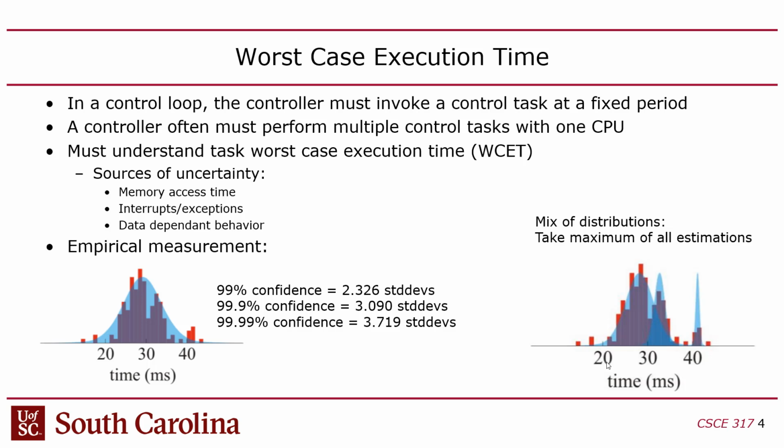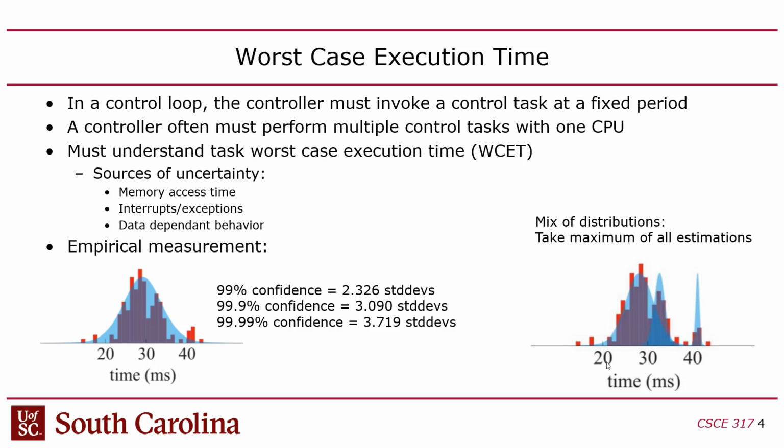So one way that you can estimate the worst-case execution time is you can run a task a whole bunch of times and you can collect statistics. Some tasks may exhibit a certain distribution of execution times when you run it over and over again, right? And so if you have, for example, a normally distributed set of execution times, you can estimate the worst-case execution time by measuring the standard deviation and the mean.